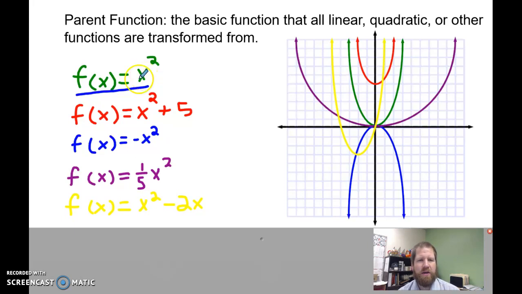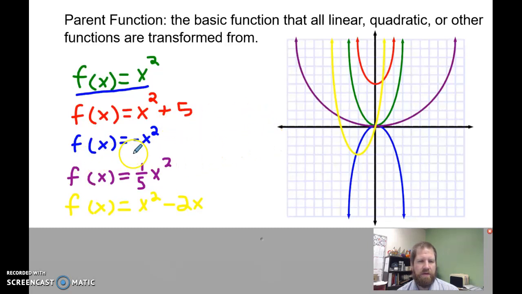And we can look at all of our other functions as a transformation from our parent function. So for this one, f of x equals x squared plus 5, you can see our parabola right here. That is the same as f of x equals x squared, our green parabola, except it's been shifted up 5 units. That's what that plus 5 is doing.